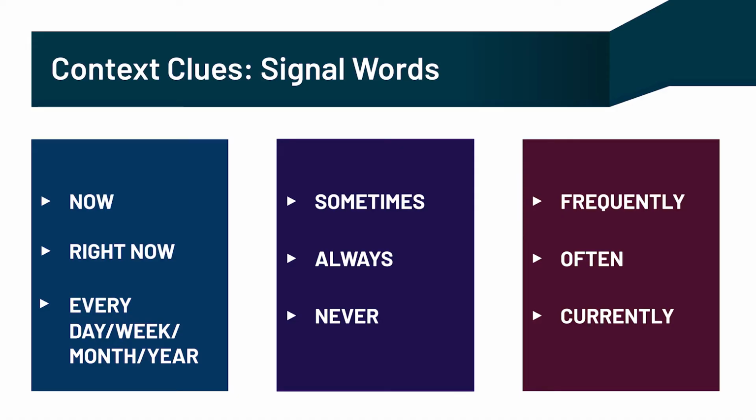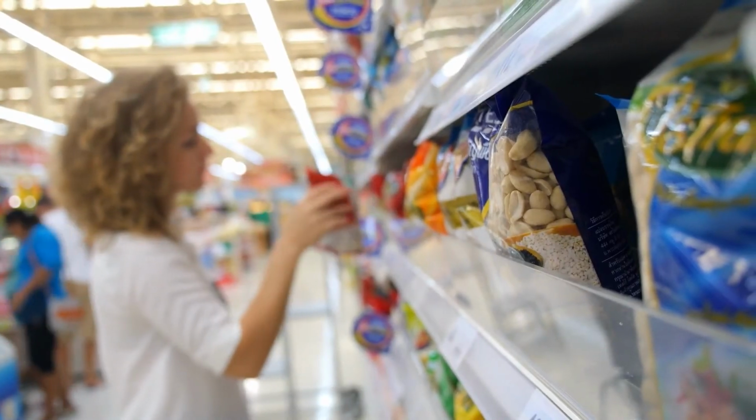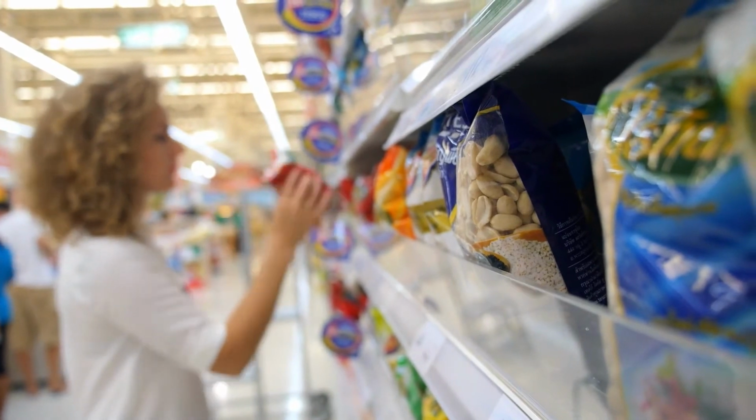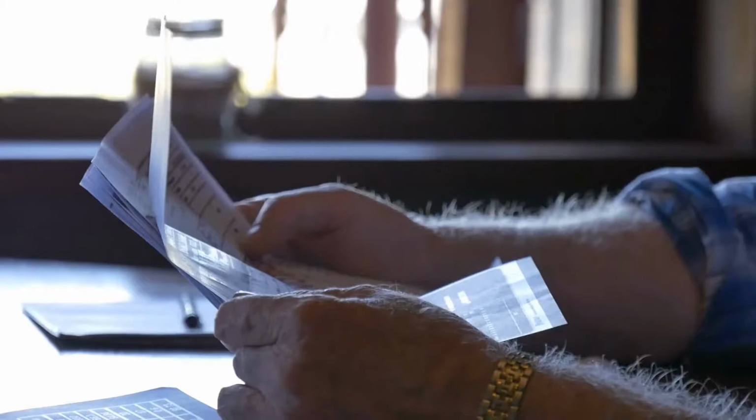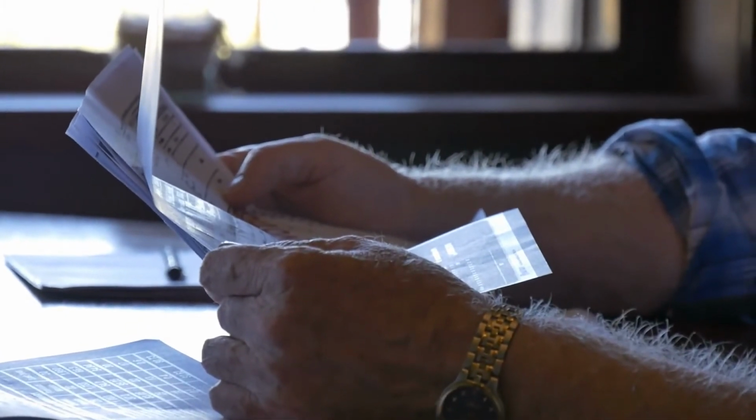Context clues help us to clarify if we are talking in the present, past, or future. Signal words for the present tense include now, right now, every day, week, month, or year, sometimes, always, never, frequently, often, and currently. Let's look at some examples. I go to the supermarket frequently. My family and I visit our friends in Dallas sometimes. I pay the electric bill every month.